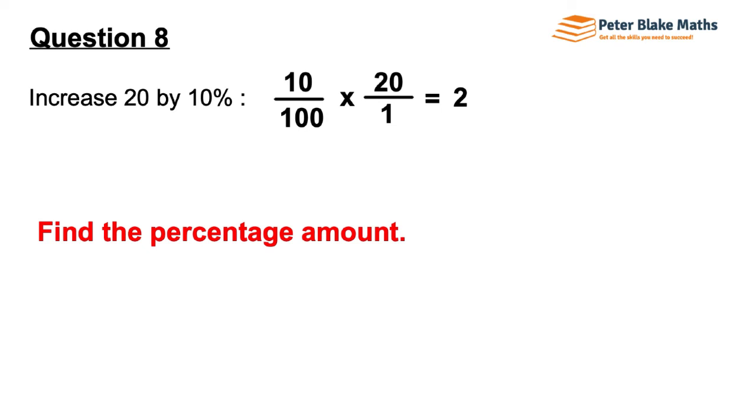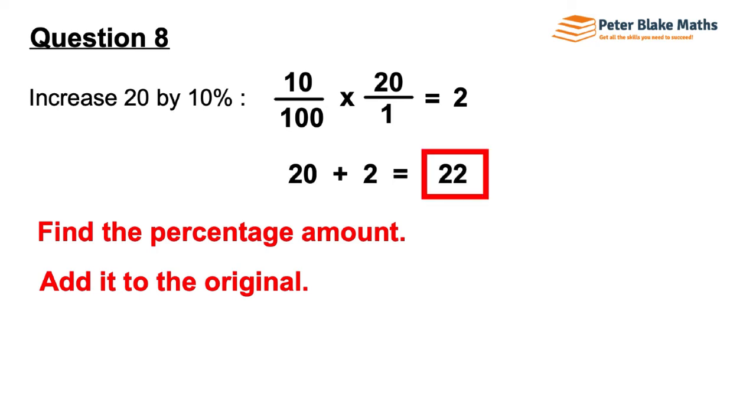And then because the question said to increase 20 by the 10%, we will need to add it to the original. The original number was 20. We found that the 10% was 2, so we'll add those two together to get the increased amount. We were expecting an answer that's larger than 20, because the question said to increase 20 by a certain amount. So the final answer is 22.